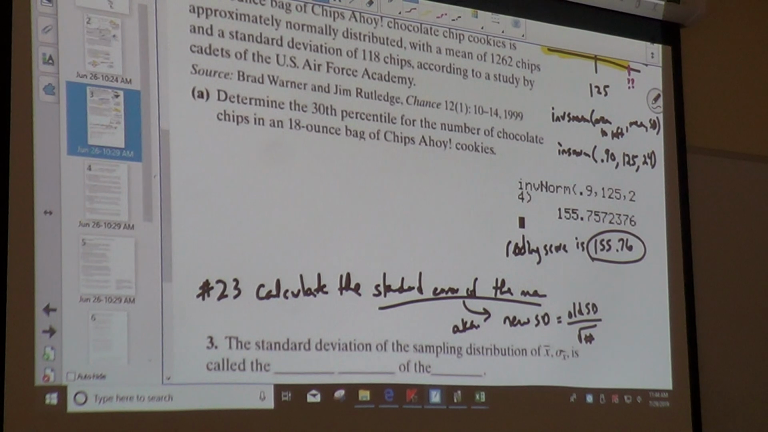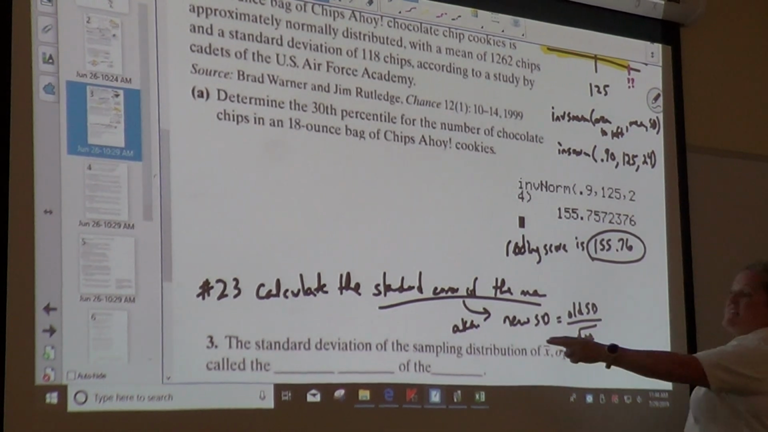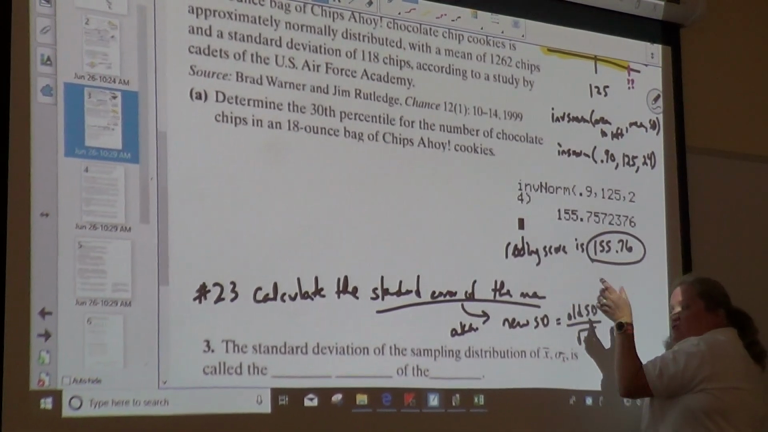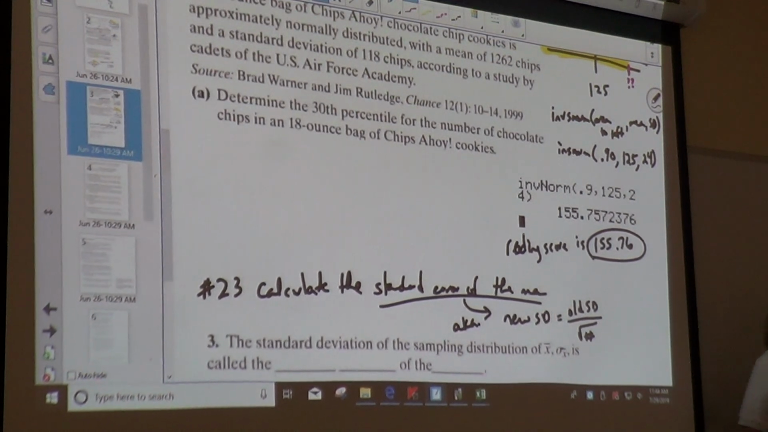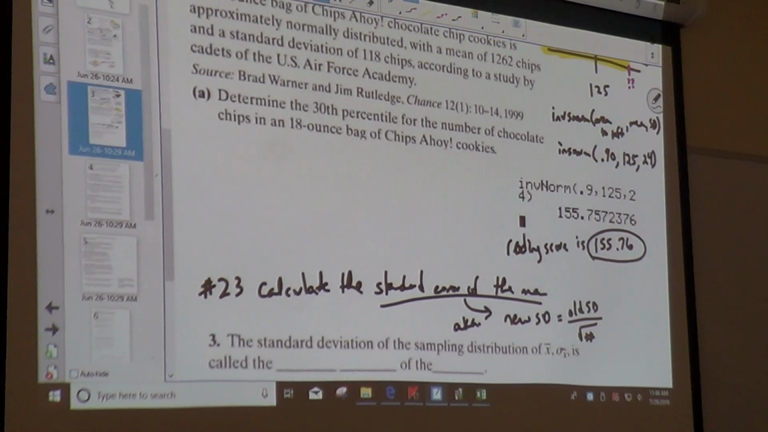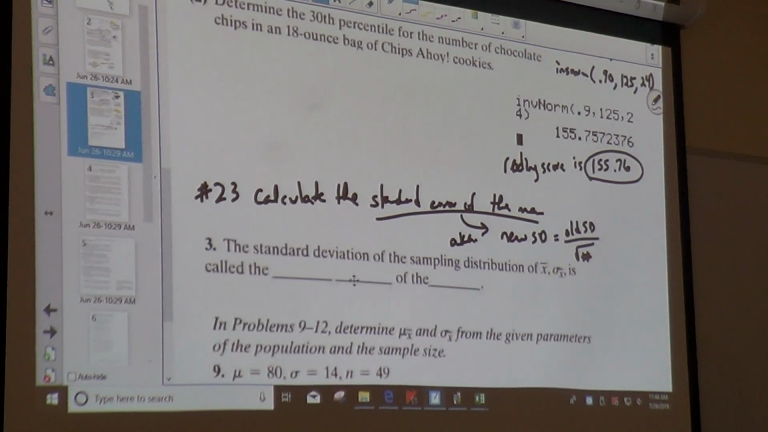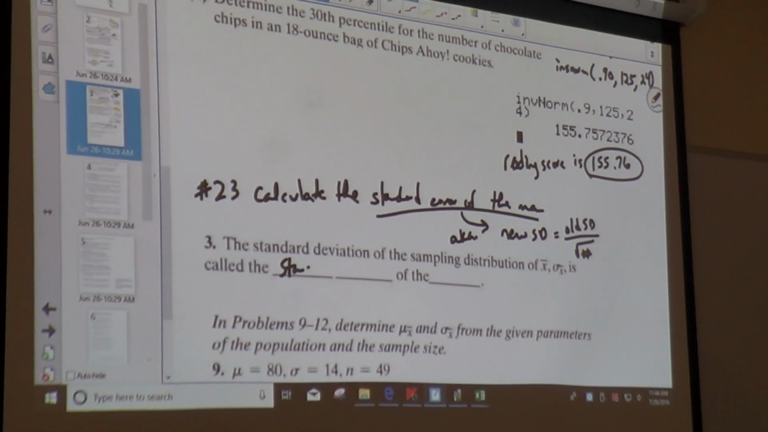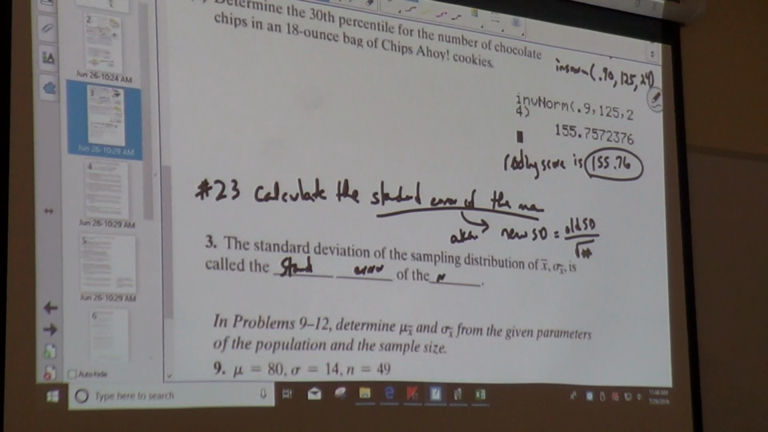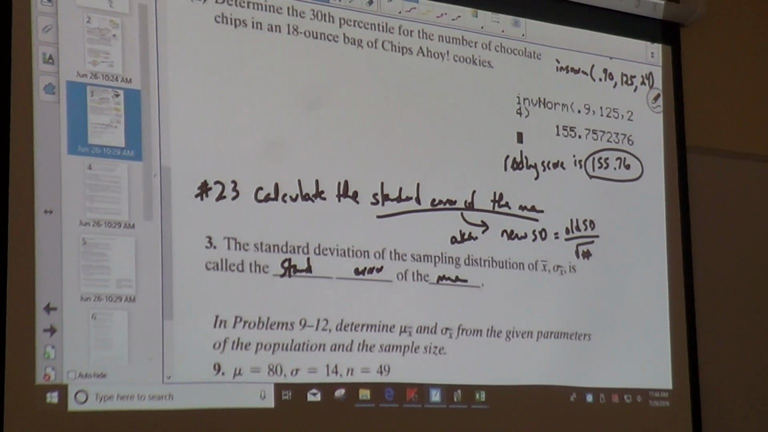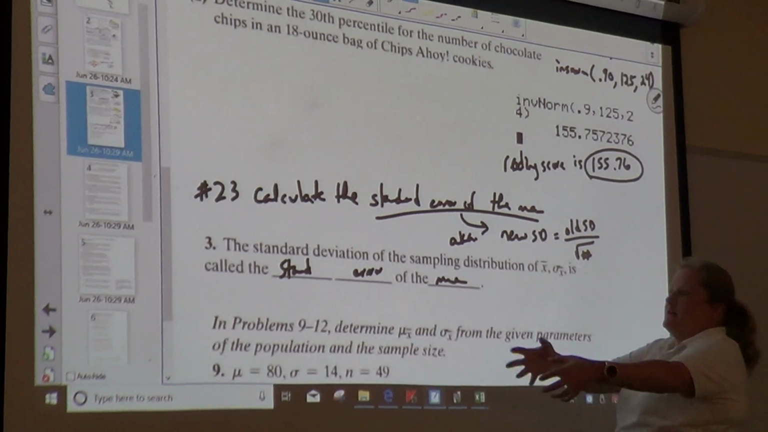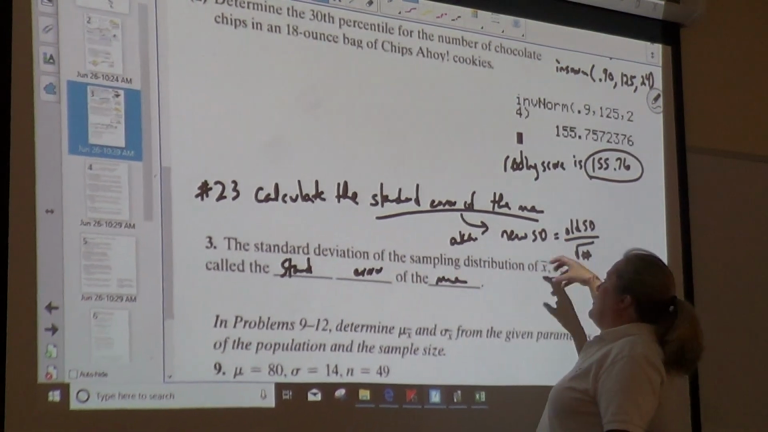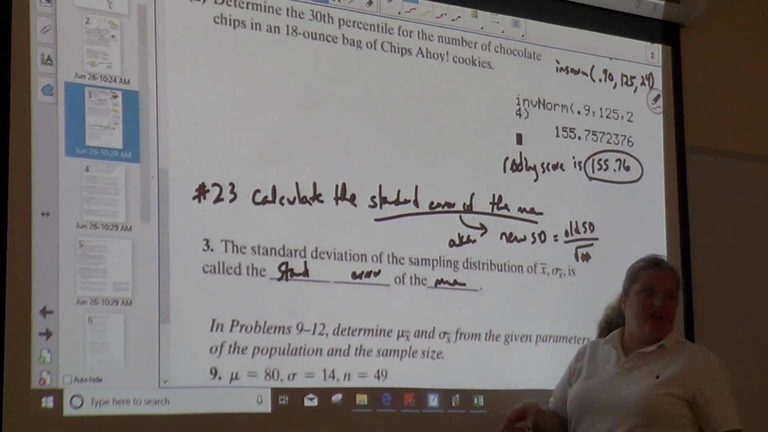So when I say standard error of the mean, that is the same thing, also known as the new standard deviation. When you take that old standard deviation and you divide it by the square root of the size of the group. So the standard error of the mean is the new standard deviation. The standard deviation of the sampling distributions is called the standard error of the mean. So when you're doing sampling, your new standard deviation of the sampling is also called the standard error of the mean.